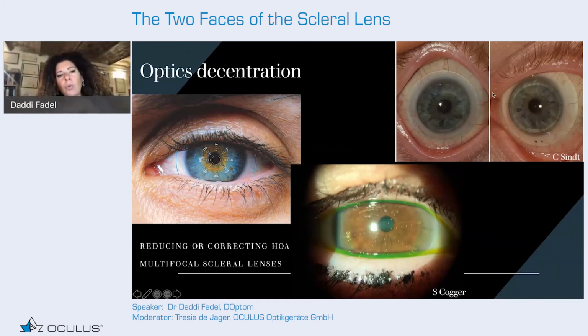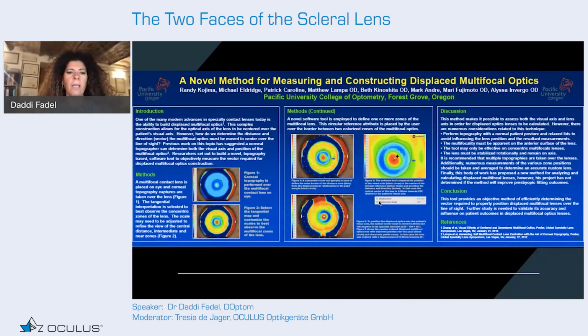The issue is how to quantify and how to communicate the decentration to the lab. Some scleral lenses provide a laser mark, as you can see here, in 8 meridians that helps quantify the decentration. Also, a recent study presented at the last GSLS introduced a novel method for measuring and constructing the center optics.